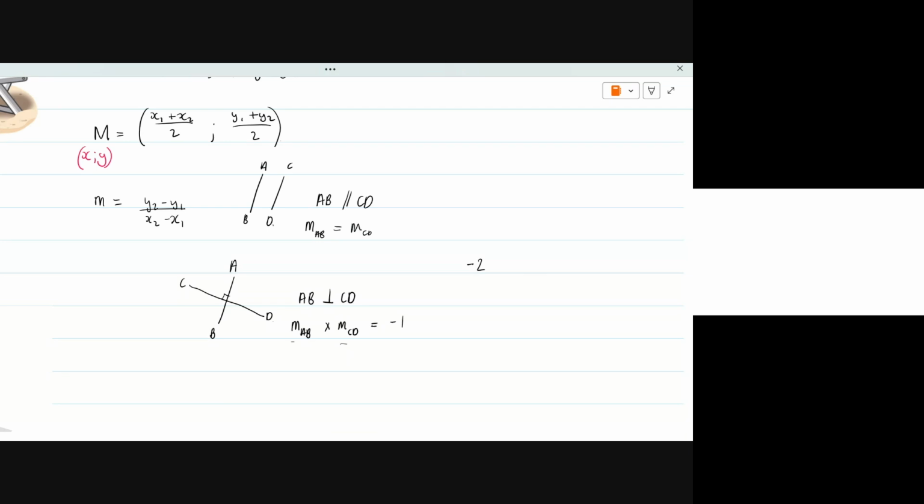So if I've got -2, all I'm going to do is put it over 1. To find the gradient of CD, I'm going to rewrite this in the opposite direction, 1 over 2, and I'm going to make it positive. That's all I need. If I find that the gradient of AB is 4/3, then the gradient of CD, if they're perpendicular, will just be 3/4 with a negative.